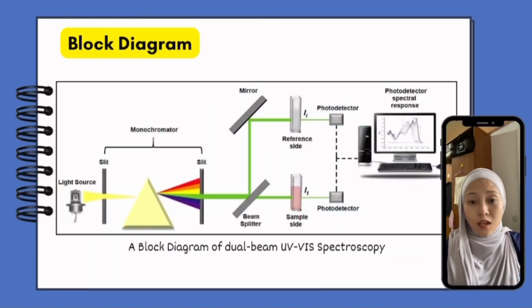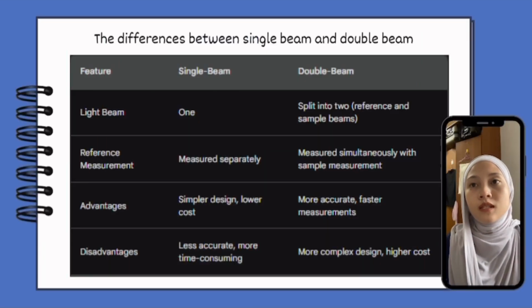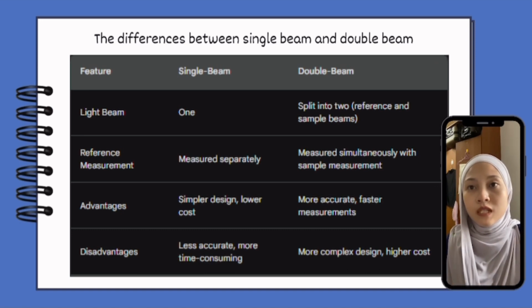Next, as I said before, there is the double beam spectrometer. So this is the block diagram of the double beam UV visible spectroscopy. What is the difference between the single beam and double beam? As you can see in this table, for the single beam, the light beam is one, and for the double beam, it splits into two, which are the reference and sample beams.